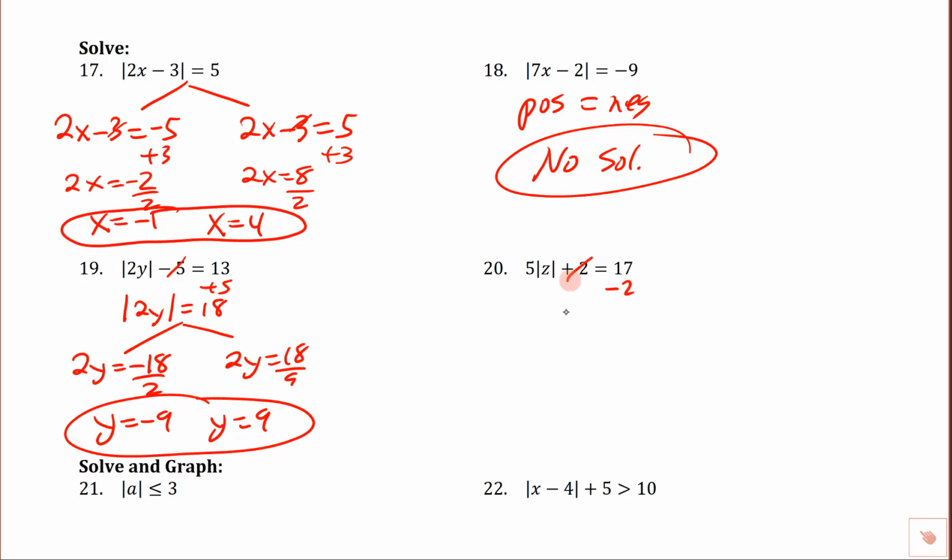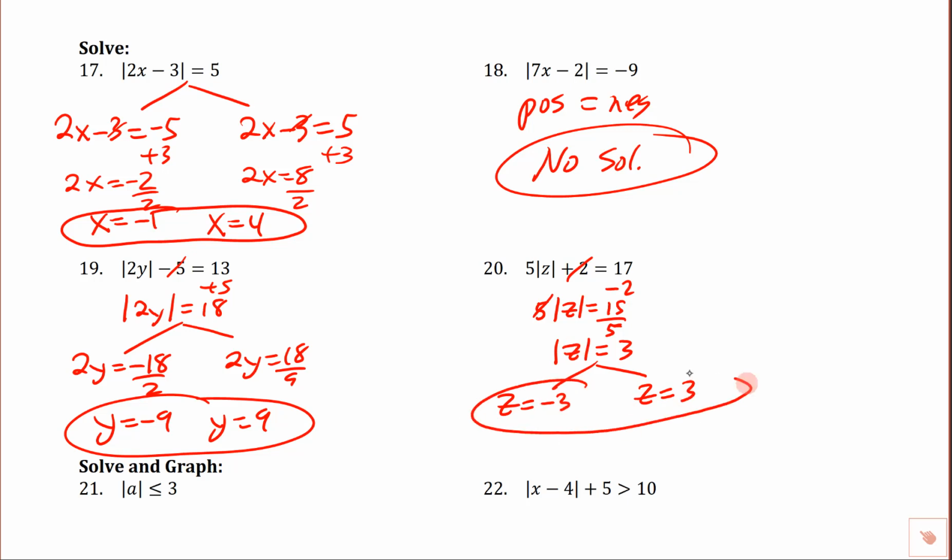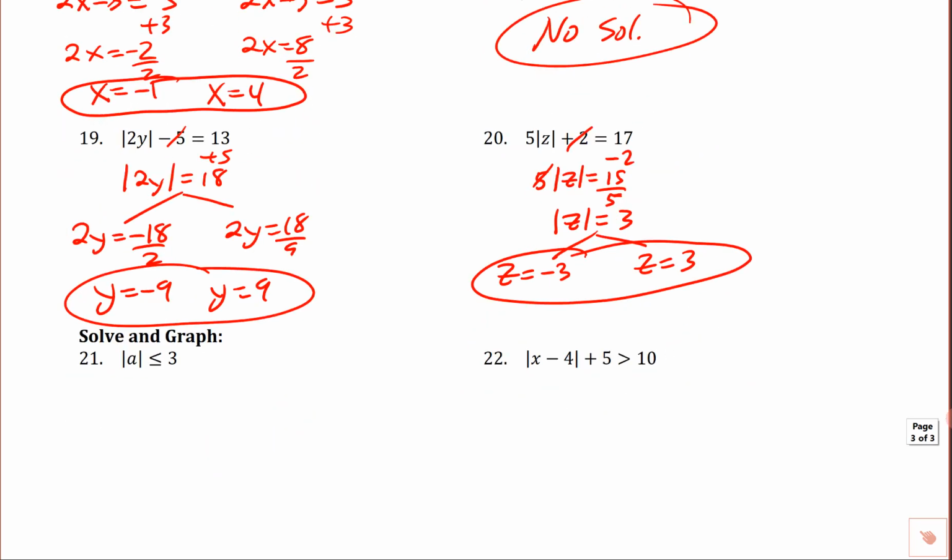Subtract 2. 5 absolute z equals 15. Divide by 5. Kind of thinking ahead there. So absolute z is equal to 3. It's totally isolated, so we're going to break it into the two cases, and these are the kind we love. There's really nothing to solve on the inside here because the only expression here is z. So those are the two answers.